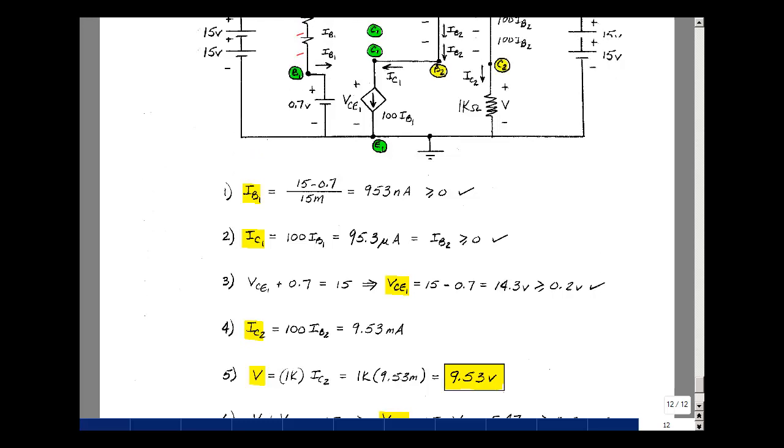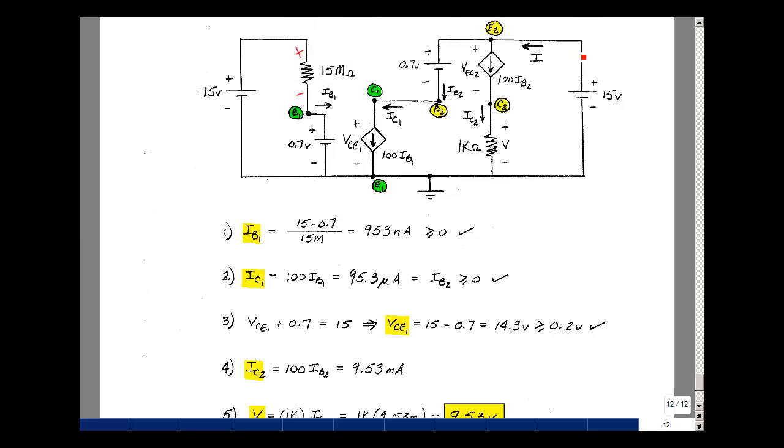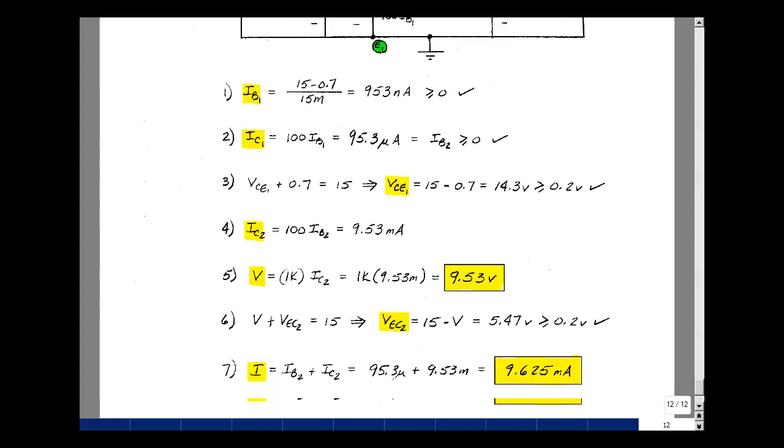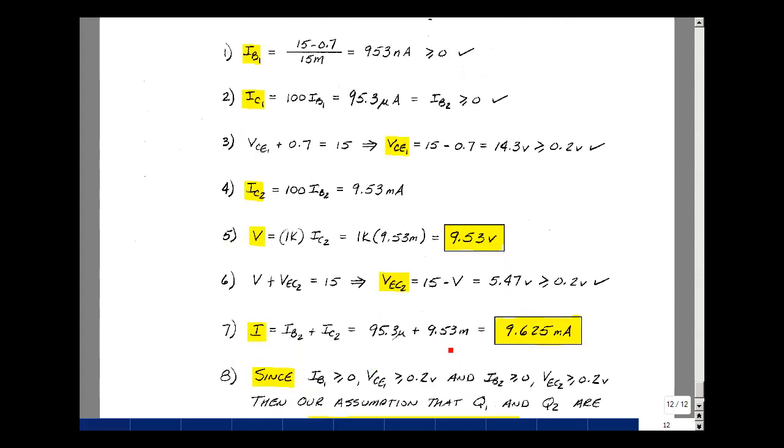Let's go back to the drawing. Current I is equal to this current plus this current. It's going to be equal to I sub C2 plus I sub B2. We've already found I sub C2, so let's just use that. I sub B2 plus I sub C2 gives 9.625 milliamps.